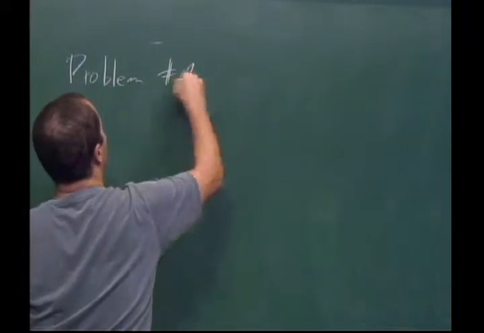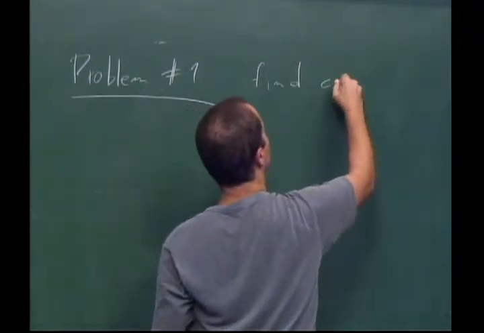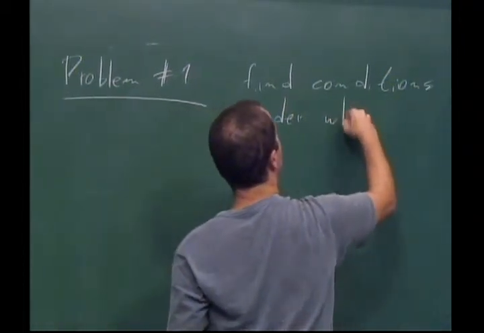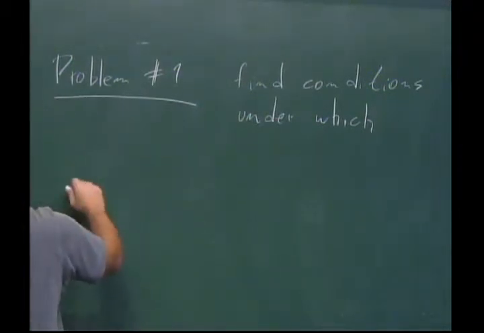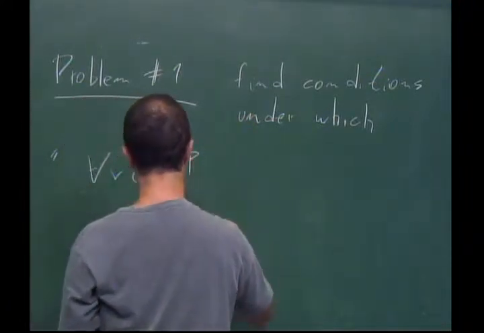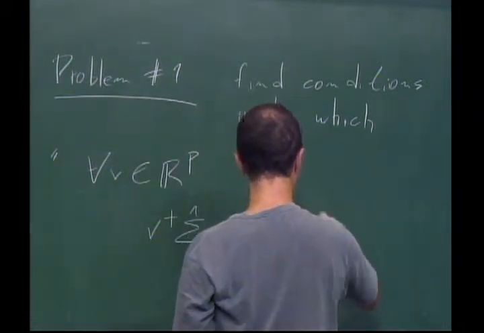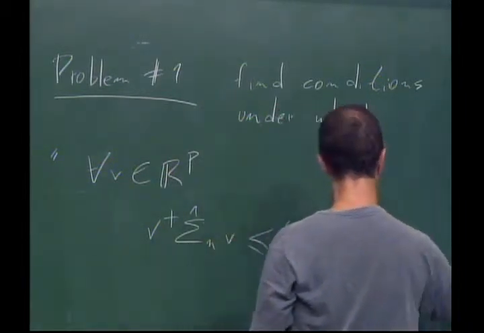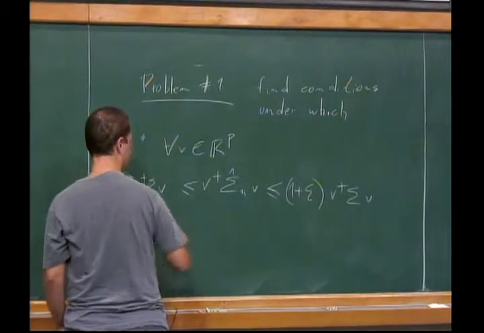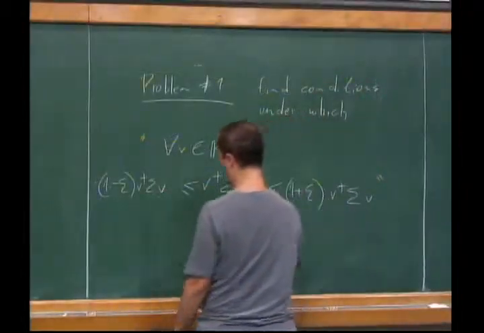Problem number 1, which is not our main interest here, is to find conditions under which you have the following thing. For all vectors v in R^p, v transpose sigma hat v is sandwiched between v transpose sigma v times 1 plus or minus epsilon. So you want to find conditions under which this holds with high probability.